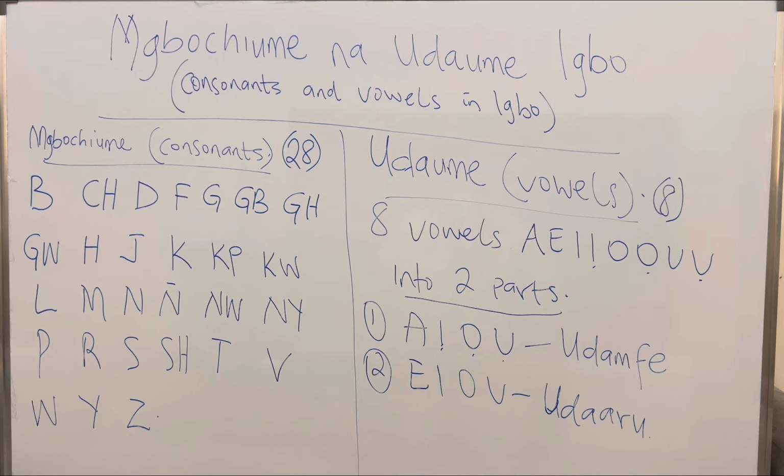The second part is known as Oda Aro. That is to say that it is a little heavy while pronouncing it. Let's take them. We have E, I, O, U, E, I, O, U.